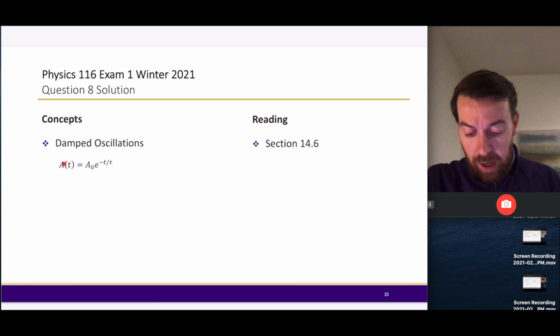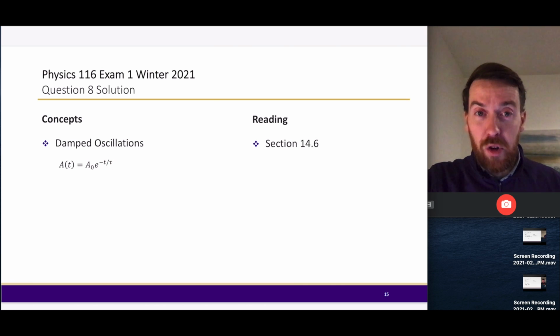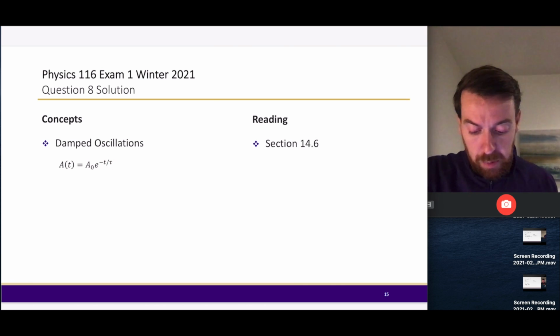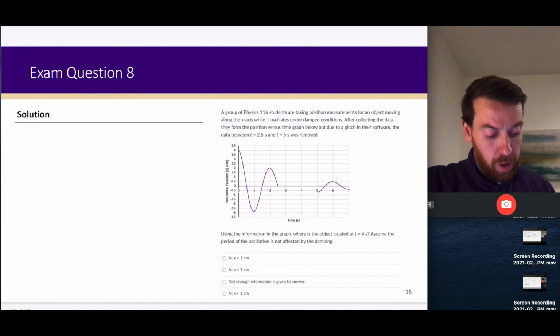So the amplitude at some given time t is given as the initial amplitude times e to negative t over tau, where tau is the damping constant, and that's the key idea we're trying to address in this particular exam question. Okay, so let's look at the question itself.